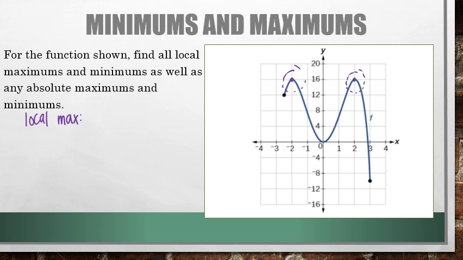We could say that the maximums and minimums are always the y value. So the local maximum is actually 16 in both cases. So we'd say there's a local maximum of 16. If you're ever asked to state where it occurs, then that's when you state the x value. So that occurs at x equals -2 and at x equals +2.